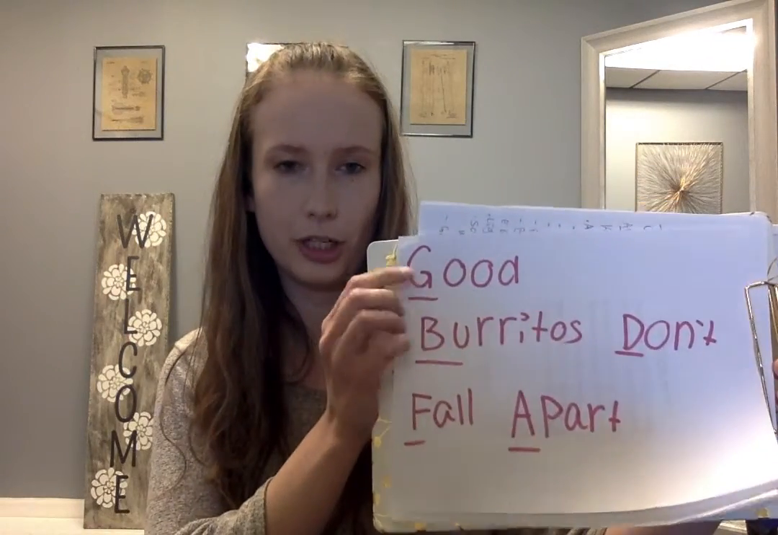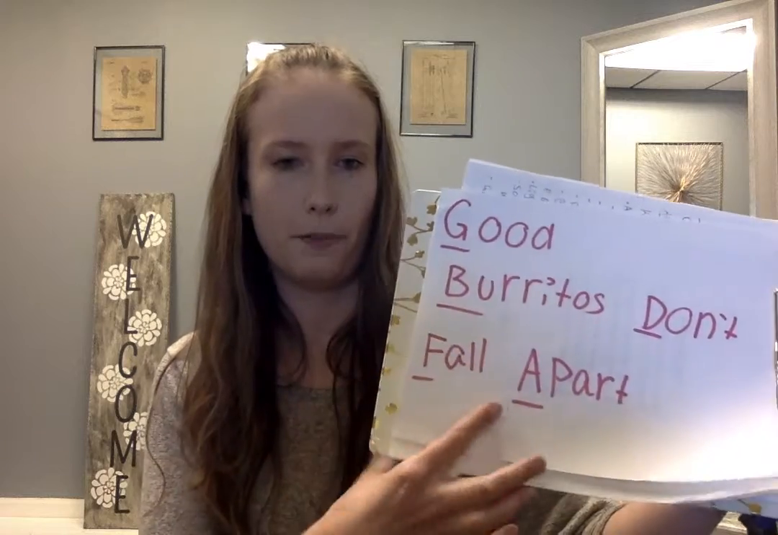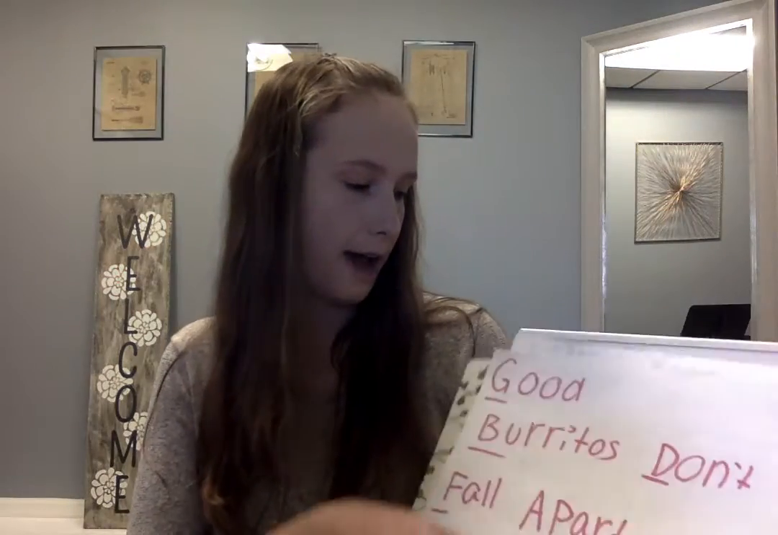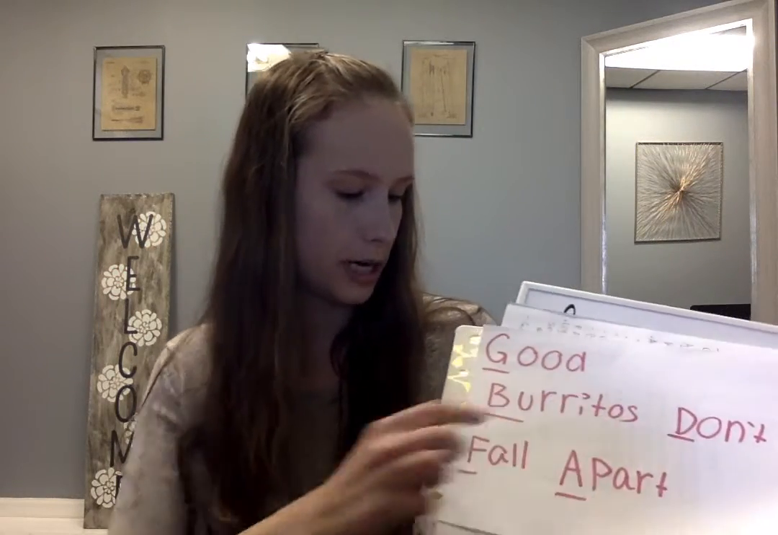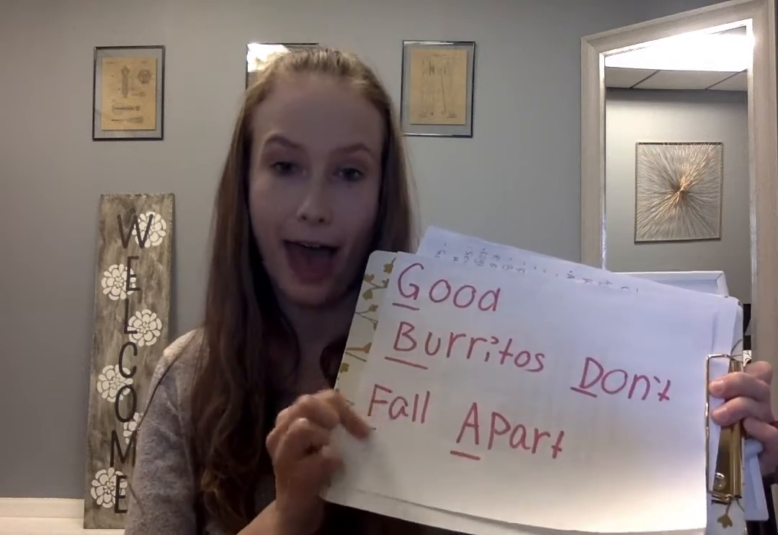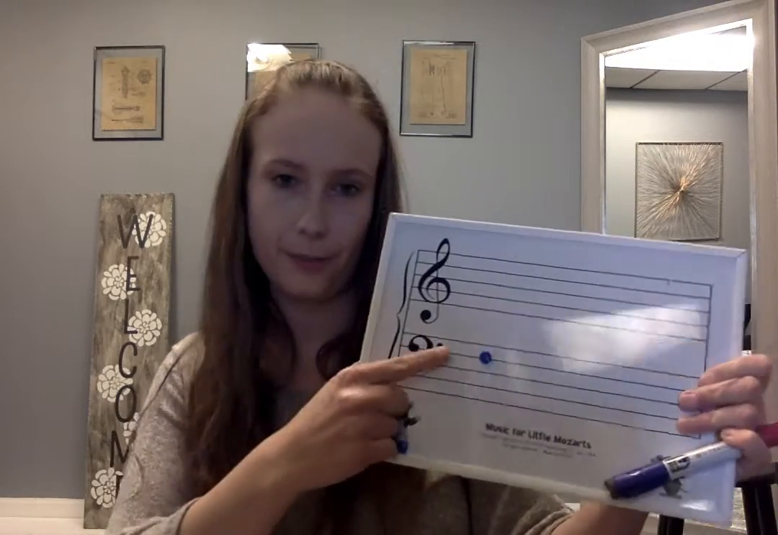Okay, what about this one? Is that a line note or a space note? This one's going to be a line note because the line goes right through the middle of the note. And our sentence for that one is good burritos don't fall apart. So let's go ahead and count up those lines. So 1, 2, 3, 4. And we have 1, 2, 3, 4. So we have F for this one.